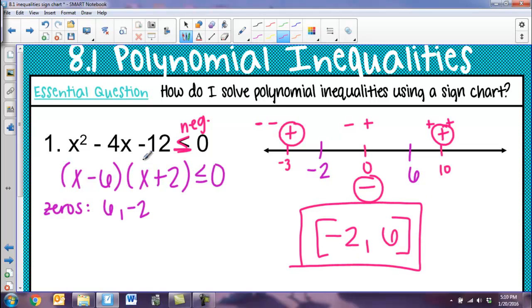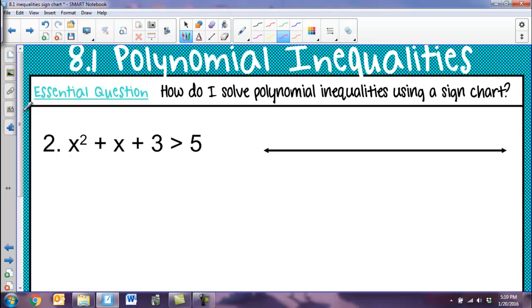You want to know, where is it negative? All you're doing is picking a number and looking in there. If we had graphed this function and used those zeros to graph it, we would have seen the same thing. We would have had this kind of shape, and we care about this little section down here, which would have happened in between negative 2 and 6. Okay, let's do a couple more examples.